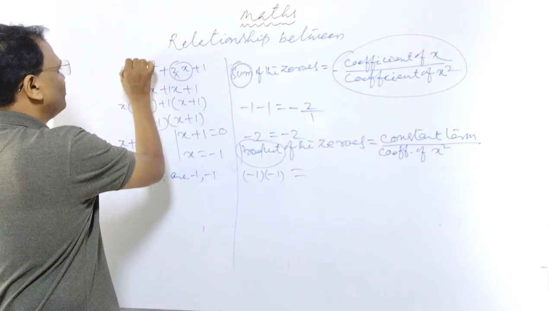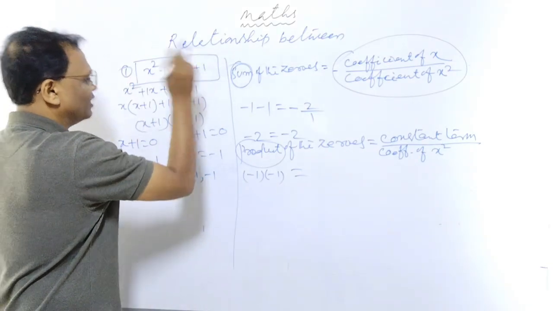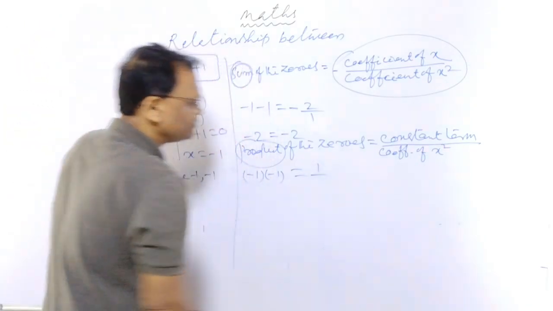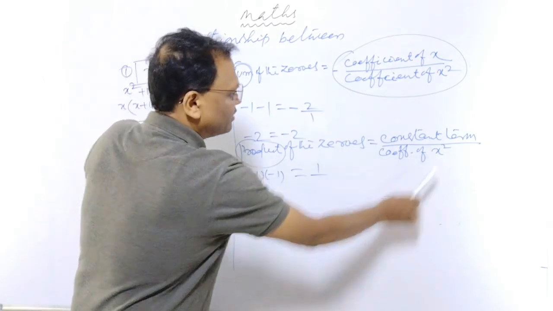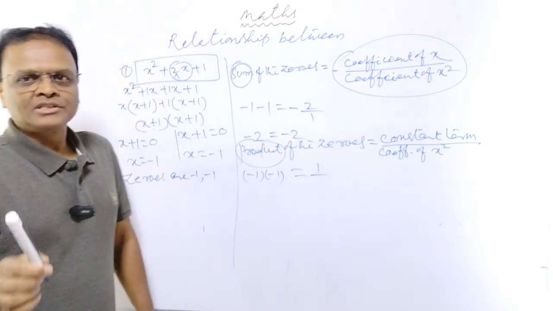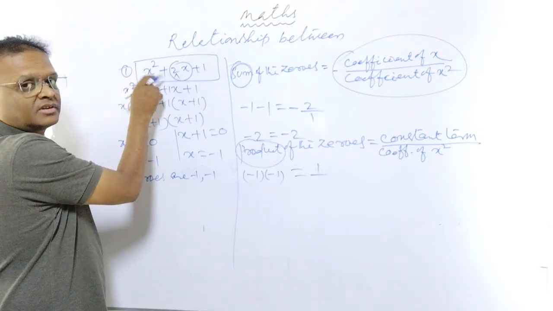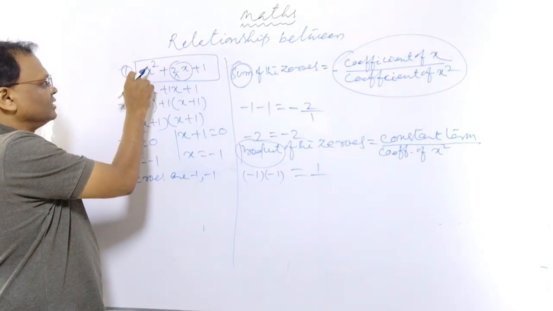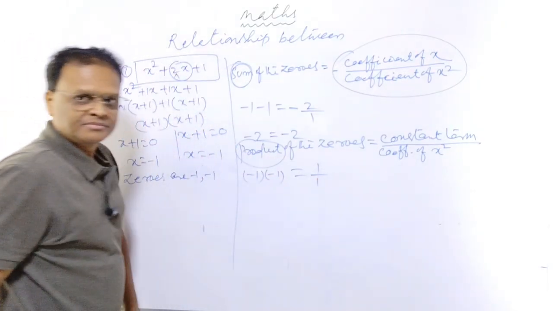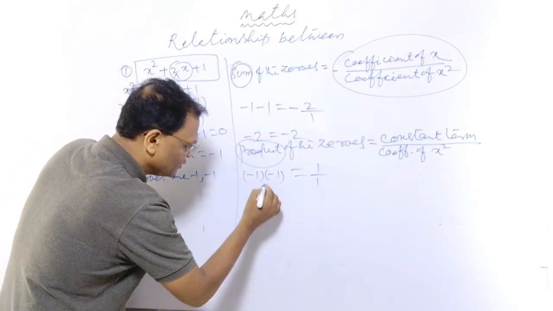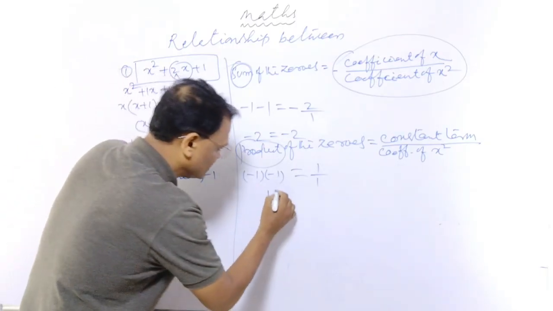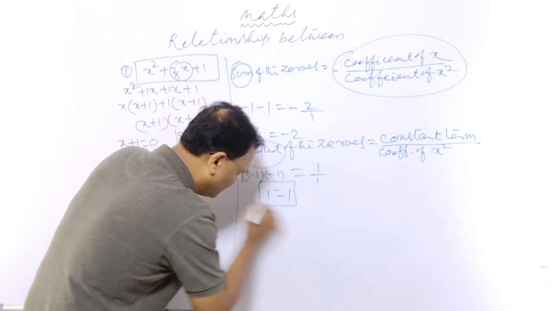Look here, what is your constant term? One only, 1 by coefficient of x square. What is the coefficient of x square? Coefficient of x square is here, coefficient 1. Minus and minus plus, 1 in 1 is 1, equals 1, therefore verified.